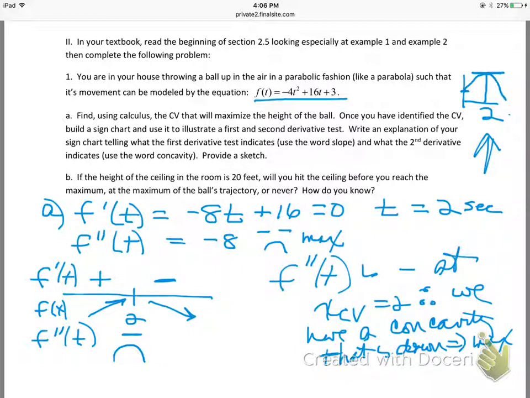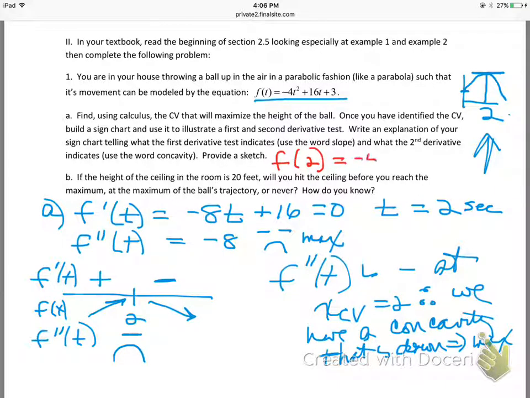Okay, so then they go on in question B, and I'll change color. Okay, question B, if the height of the ceiling in the room is 20 feet, will you hit the ceiling before you reach the maximum, or at the maximum of the ball's trajectory, or never? How do you know? All right, so what do I do? How about if we figure out at f of t, where t is 2, what is our height?